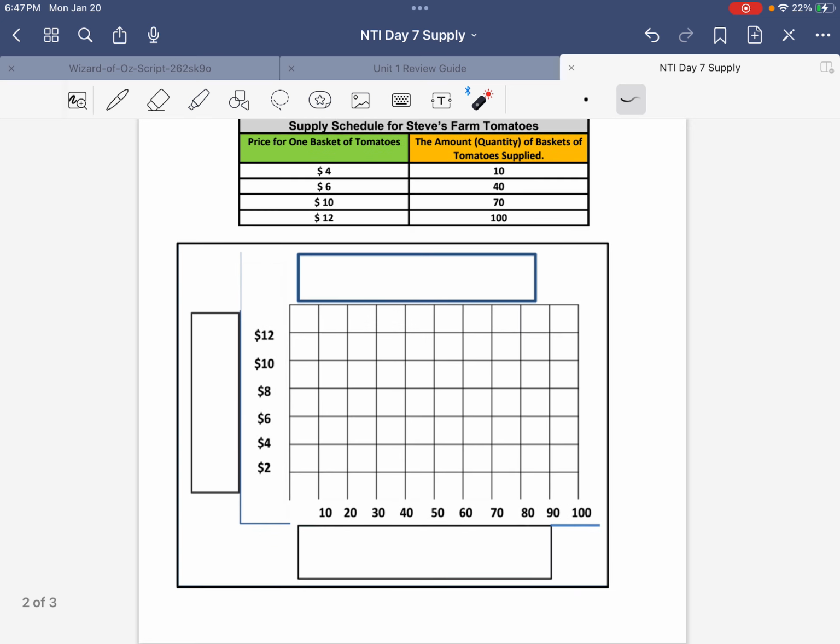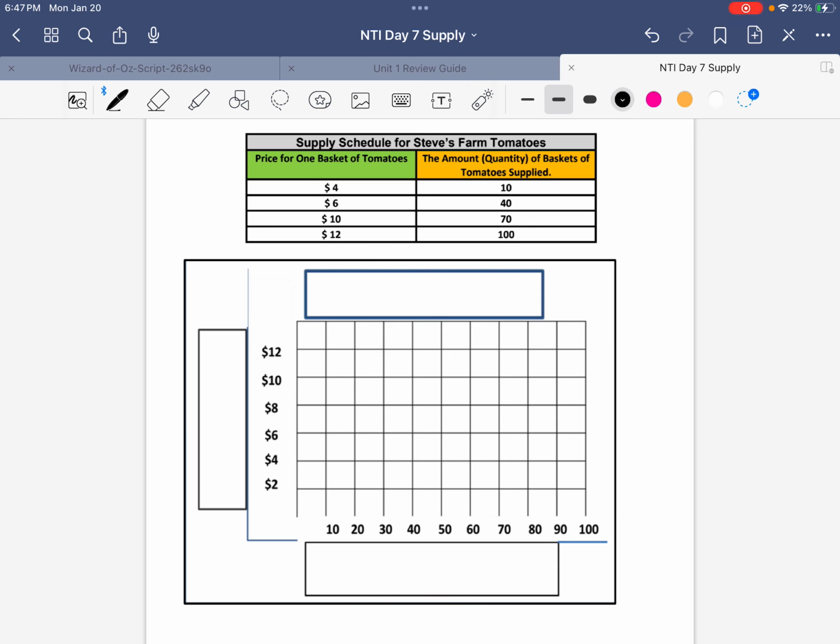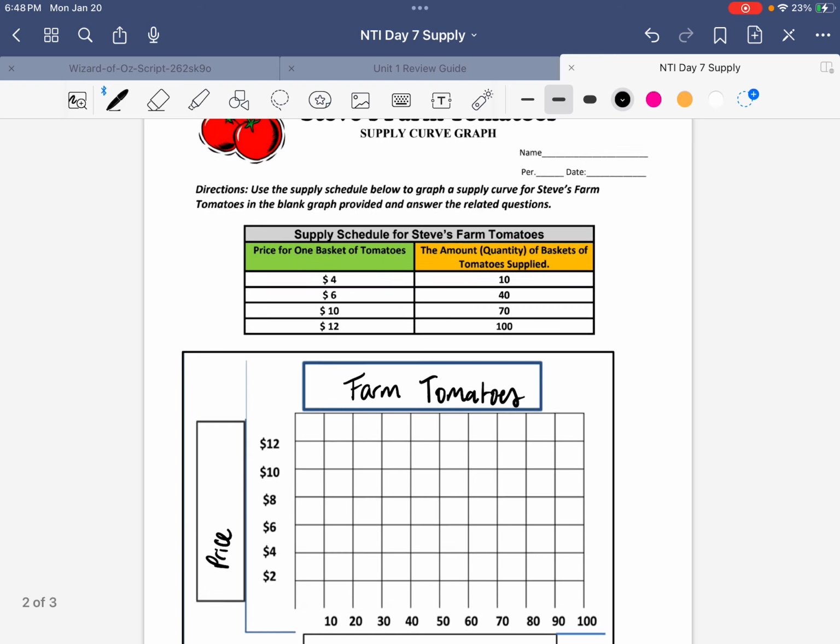So I'm going to go a little bit faster here, but notice the graph is missing a title. It's missing a y-axis and an x-axis label. So we're going to give those labels. The title is going to be Farm Tomatoes. The y-axis is going to be the price for one basket of tomatoes, and the x-axis is going to be the quantity supplied. How many is Steve, the farmer, willing to make?